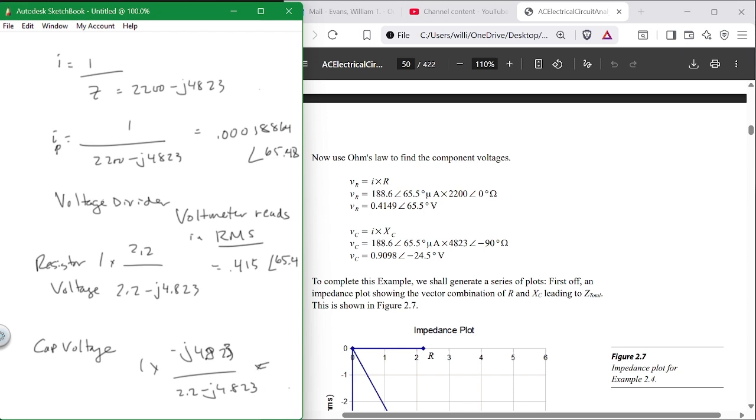Okay, let's just try that and see if we can figure that out. If you can read my writing, you're better off than most. It's minus j 4.823 over 2.2 minus j 4.823, the whole thing times 1. Now you use the minus key up here. When you're subtracting, you use the one down below. When you say minus j, you use the minus key up above. Does everybody follow that?